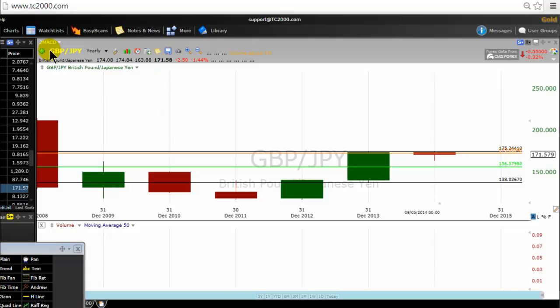So when we are talking about the pound-yen currency pair, we are comparing two currencies, the British sterling pound and the Japanese yen.